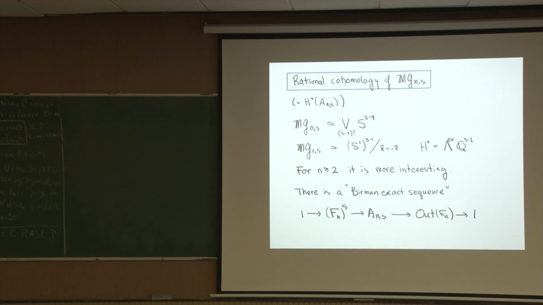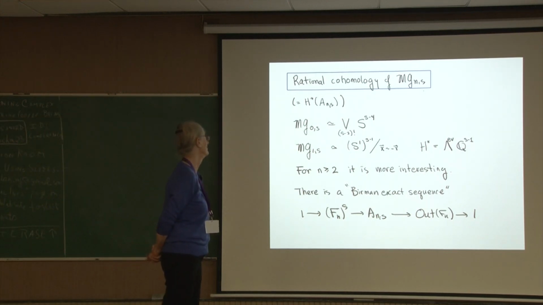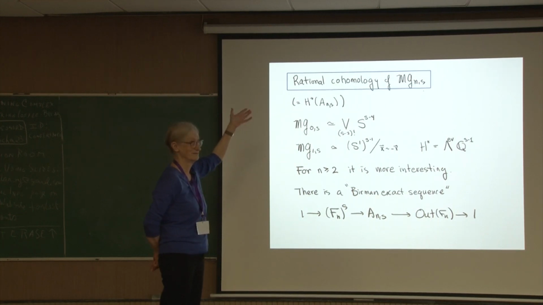So I said I was interested in invariants of the group that I can compute using these spaces. In particular, I'm very interested in rational cohomology. So let's look at MGNS. That's the same thing as the rational cohomology of ANS. I'll omit writing coefficients from now on. All coefficients, for a while in this talk, are trivial rational coefficients.